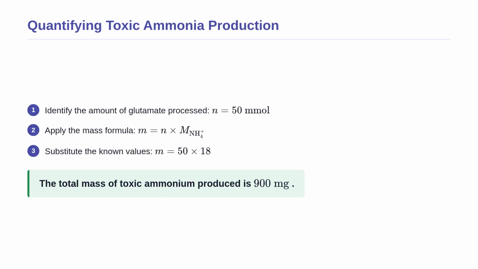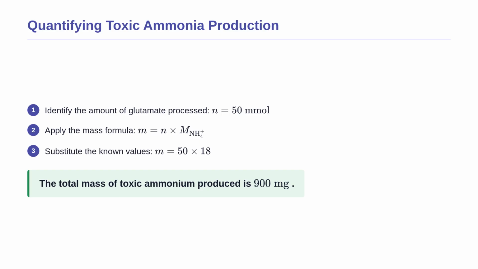Let us apply this to a real medical scenario. A patient on a very high-protein diet rapidly deaminates 50 millimoles of glutamate. We need to find the physical mass of the toxic byproduct. Because of the 1-to-1 ratio, 50 millimoles of glutamate produces exactly 50 millimoles of ammonium, so N equals 50. We substitute 50 and our molar mass of 18 into the formula. The final answer is 900 milligrams.